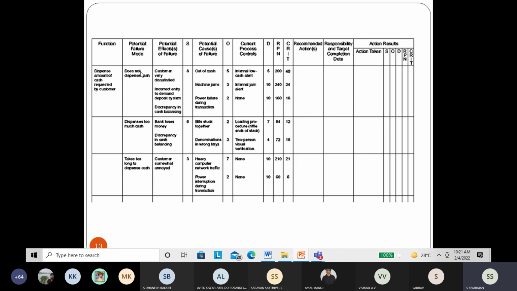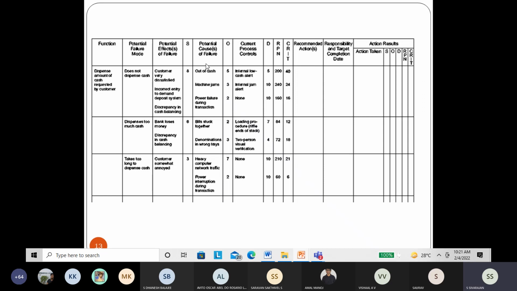So it is not dispensing cash. The major reason will be out of cash. Machine jam is the second important reason. Second, the machine is jamming, because something is being done automatically with the dispenser. So the ATM machine is jamming, or there is a power failure during the transaction. These are the three causes why the cash is not dispensed.